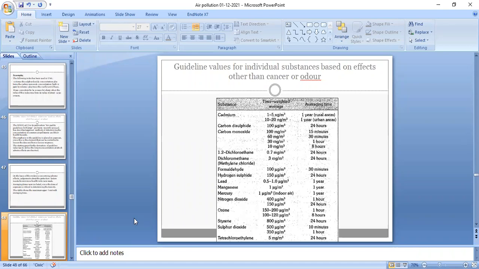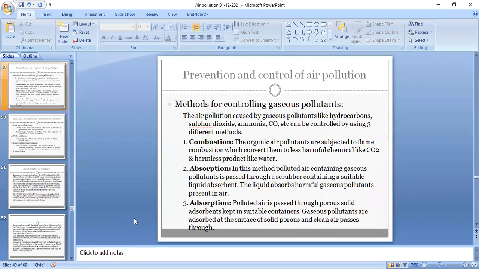Now, the prevention and control of air pollution. The methods for controlling gaseous pollutants. The air pollution caused by gaseous pollutants like hydrocarbons, sulfur dioxide, ammonia, carbon monoxide, and others can be controlled by using three different methods: combustion, absorption, and adsorption.